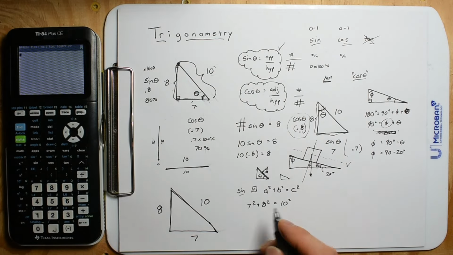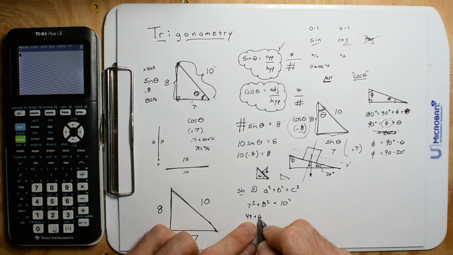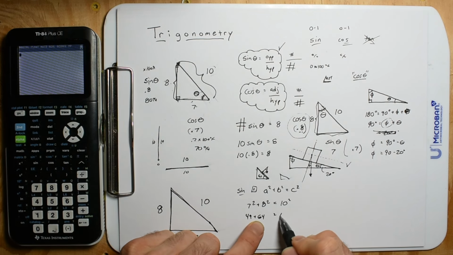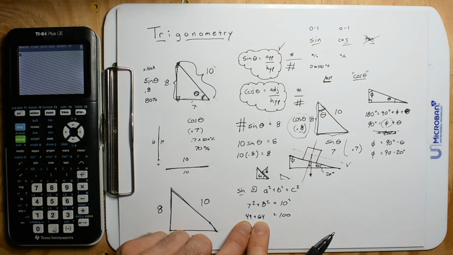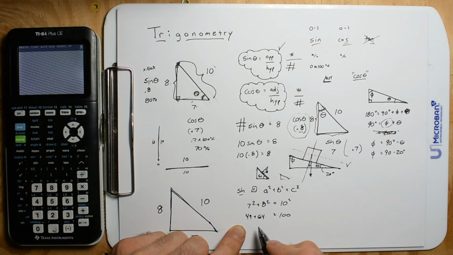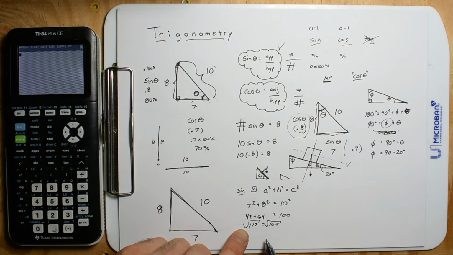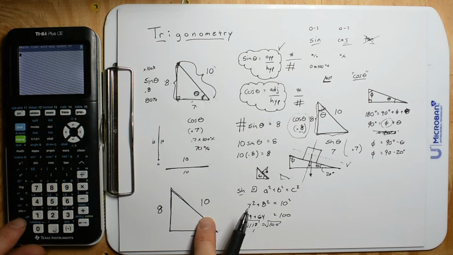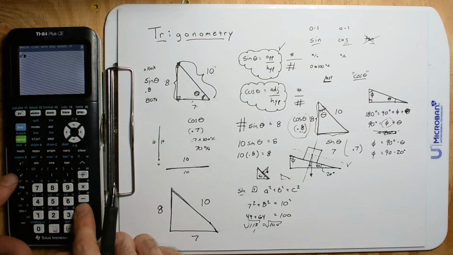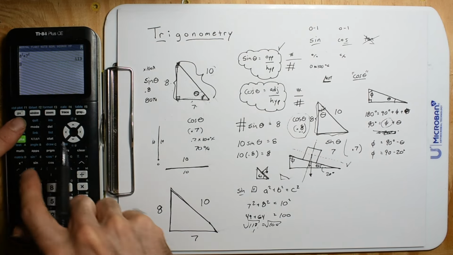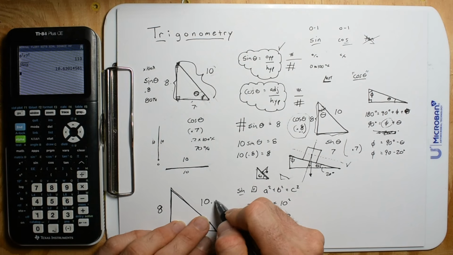So let's do this. This is 49 plus 64, and this is going to be 100. Well, we're pretty close. You know, I mean, we're about 15 off. You know, this is about 100, and 113 is equal to 100, and then square root both sides. So yeah, we were definitely off. If this is 8 squared plus 7 squared, square root that, this would be about 10.6.